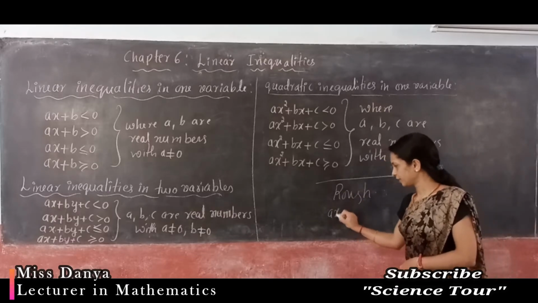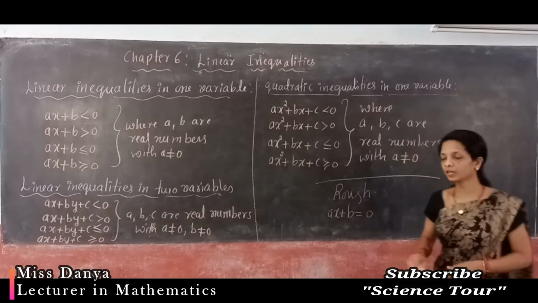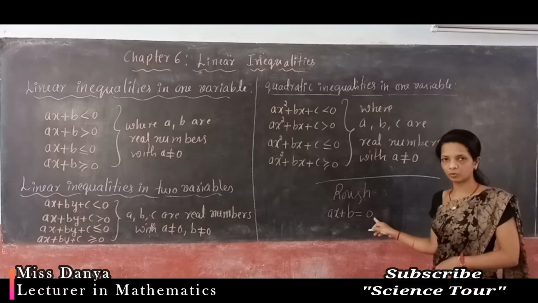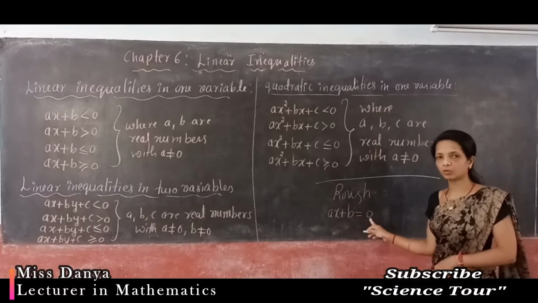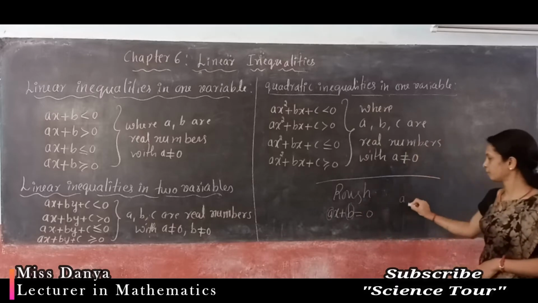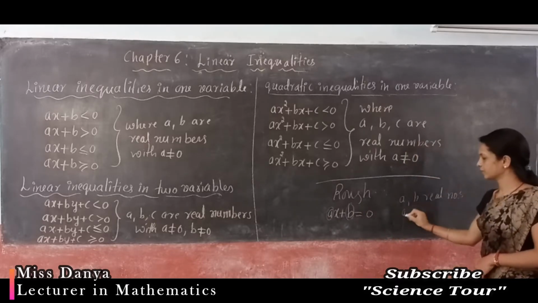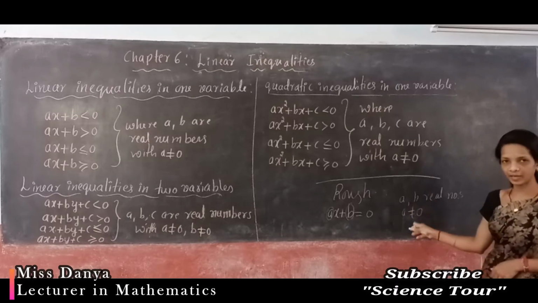You know that a linear equation in one variable will be in which form? ax plus b is equal to 0. In that, a and b are real numbers, and a is not equal to 0. Why is a not equal to 0?